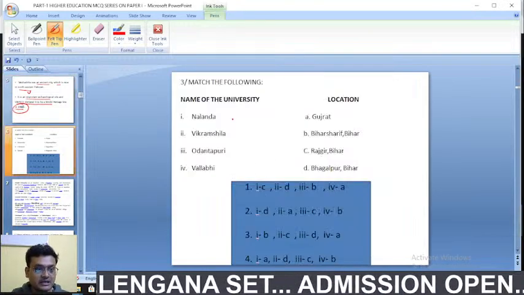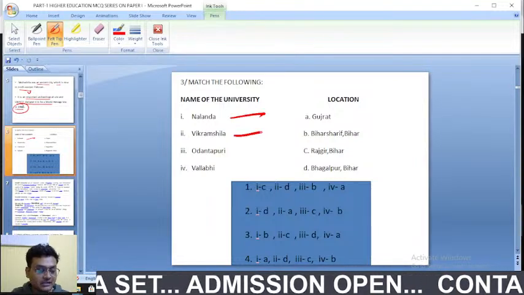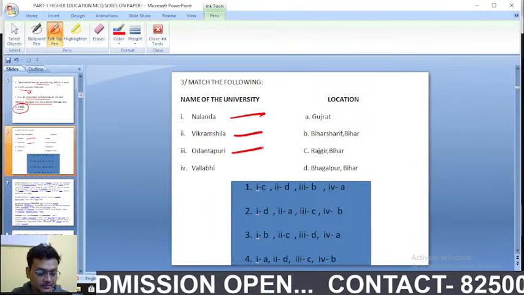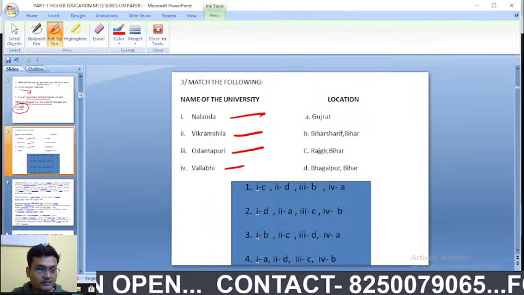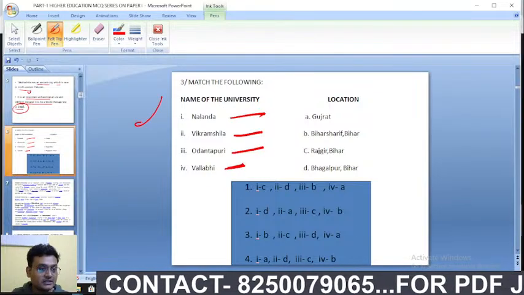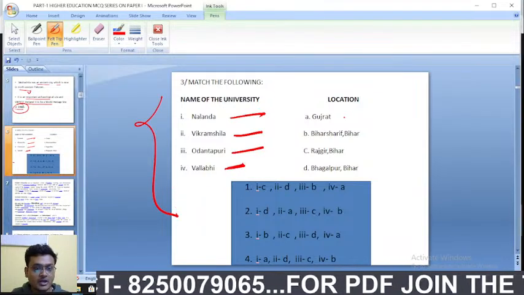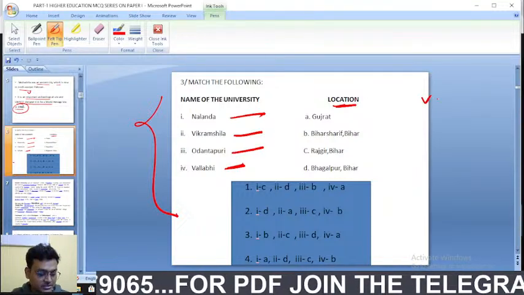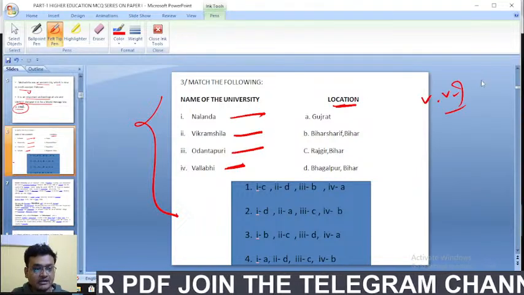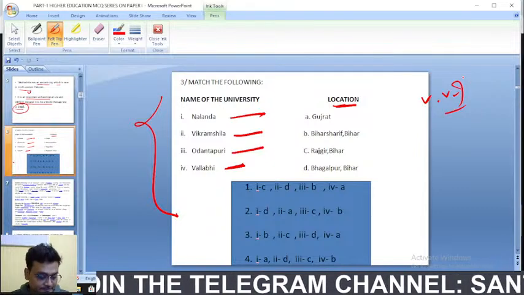Very important questions. Here is Nalanda, here is Vikramshila, here is Odantapuri, Ballavi. That's why practice is required. And the location is a very important question. Nalanda, Vikramshila, Odantapuri and Ballavi.